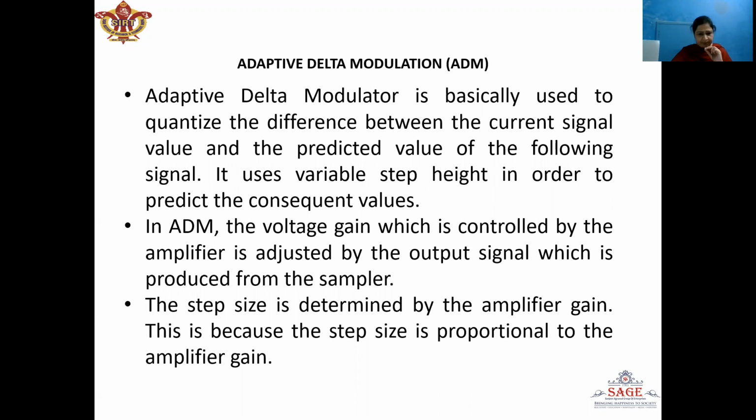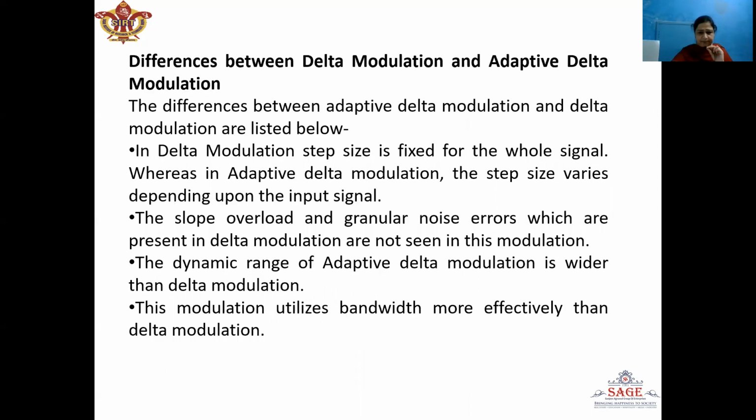So in ADM, the voltage gain, which is controlled by the amplifier, is adjusted by the output signal, which is produced from the sample. The step size is determined by the amplifier gain. This is because the step size is proportional to the amplifier gain.